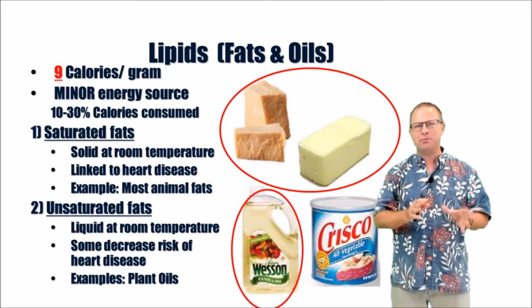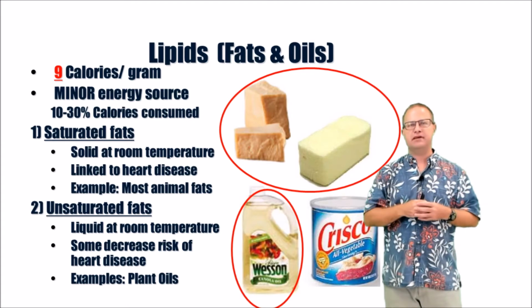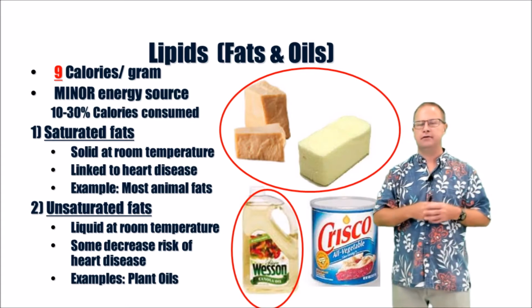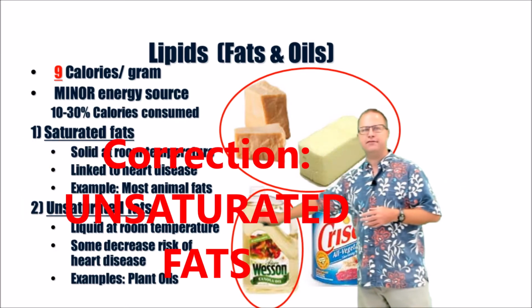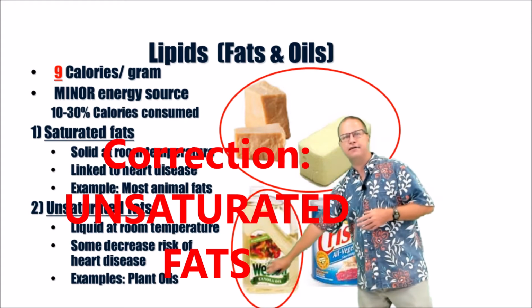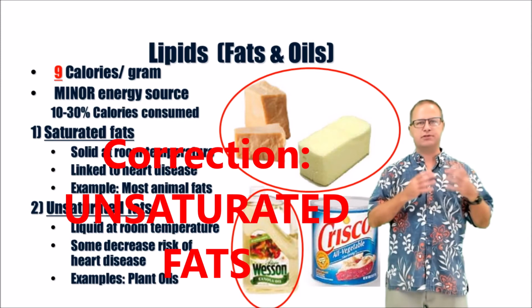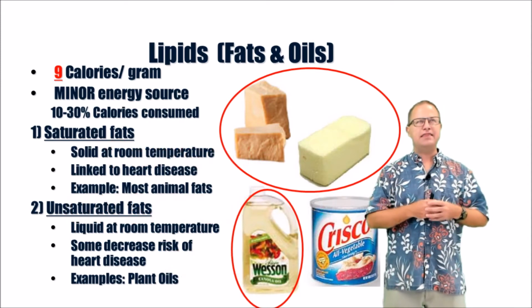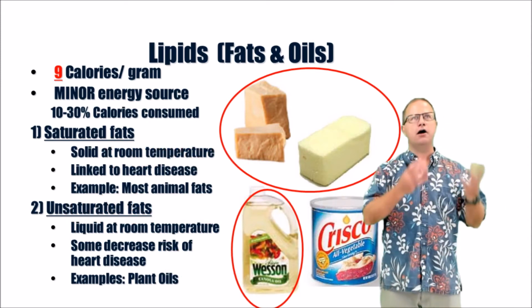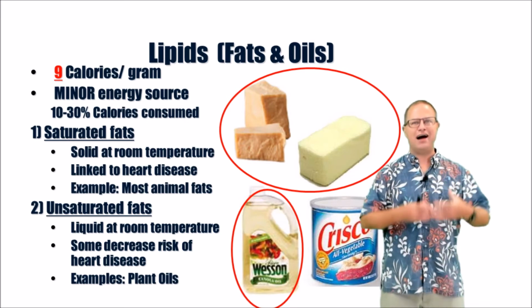And even though they're super tasty, we don't want to eat too much of them because that can lead to heart disease. On the other hand, unsaturated fats are things like oils, right? Vegetable oil, olive oil. These have carbon-carbon double bonds, and as a result, they're liquid at room temperature, and they have a lower incidence of heart disease associated with them, but they're still high in calories, so you want to eat them in moderation.